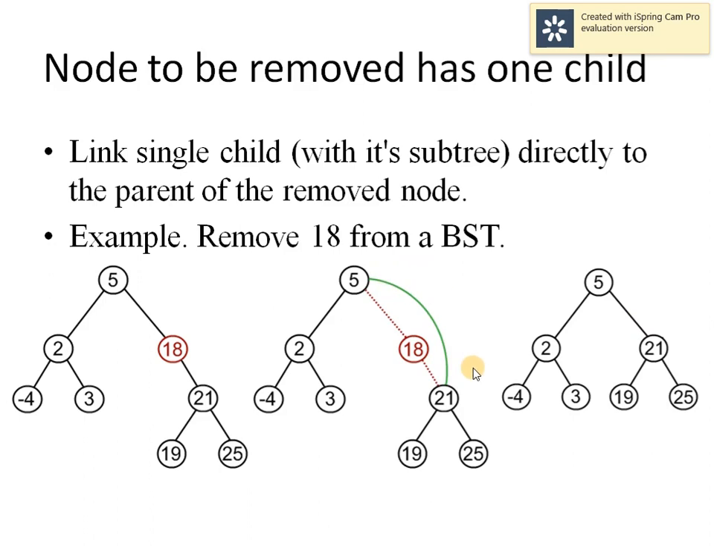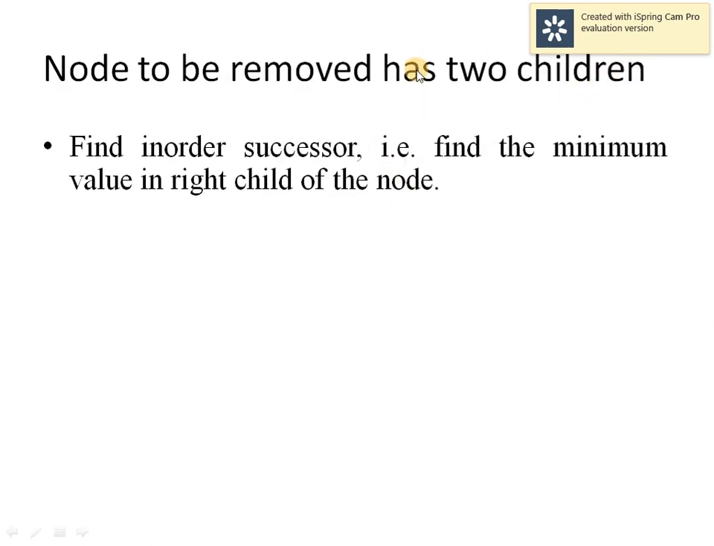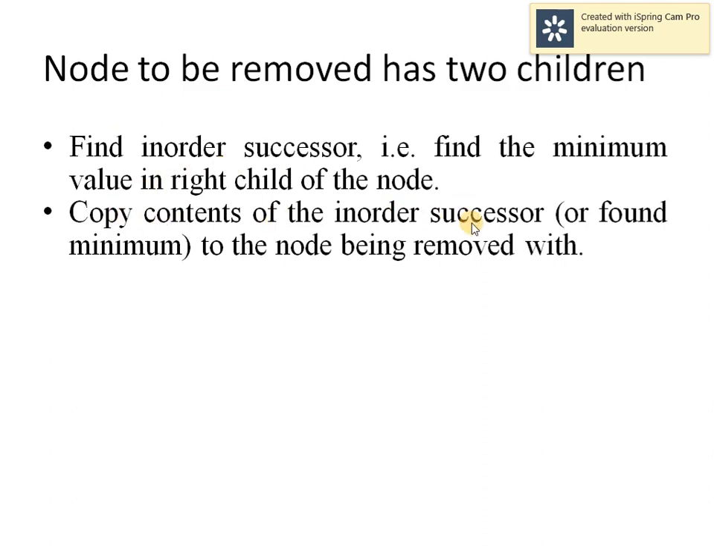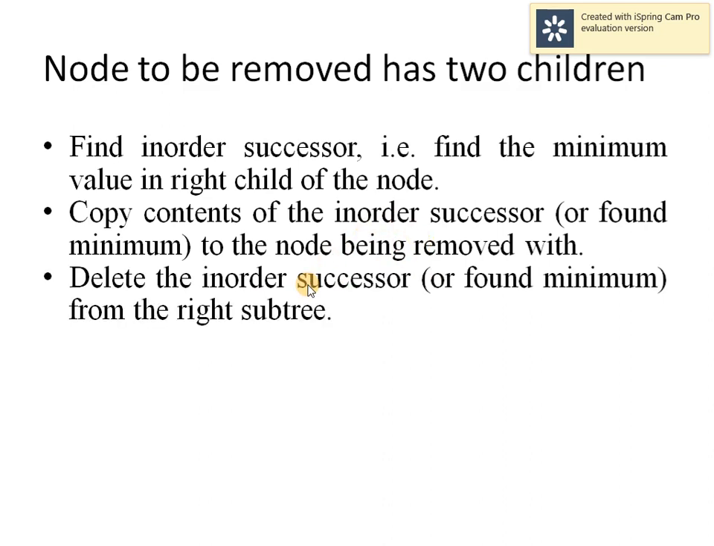Again, this deletion case is simple. Next, in order to delete a node having two children, we have to make use of the in-order successor or the in-order predecessor. The process goes like this. If we have to delete a node having two children, we will first find its in-order successor. After finding the in-order successor, we will copy the contents of the successor to the node which is required to be deleted, and then we will actually delete the in-order successor node. That means the node which is actually getting deleted from the binary search tree is the successor node of the actual node.